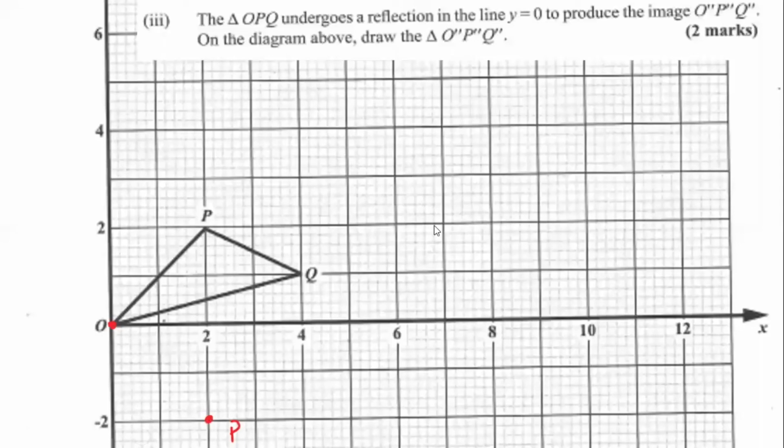Now for point Q, the original coordinates for Q were 4 and 1. So our 4, which is our x coordinate, will remain unchanged, and our y value, which is 1, will be multiplied by -1 and give us -1. So our coordinates for Q prime will be 4, -1. And that is this point here. And we can now go ahead and join our points to get our newly reflected triangle.